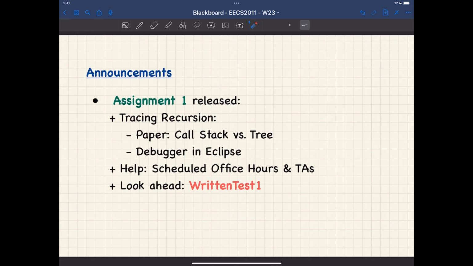Yes, question? In a written test, would you specify to use call stack as opposed to a tree? Yes. If I ever ask you, in the written test or the exam, to trace the recursion, I'll be very explicit about whether you should use a call stack or a tree structure. If I didn't say anything, you can use either. So we should strive to get to know both? Yes, absolutely. You should really know both and be prepared to be asked for either.